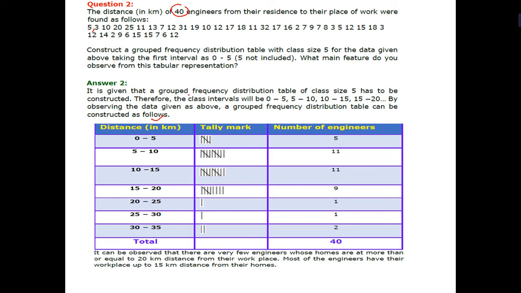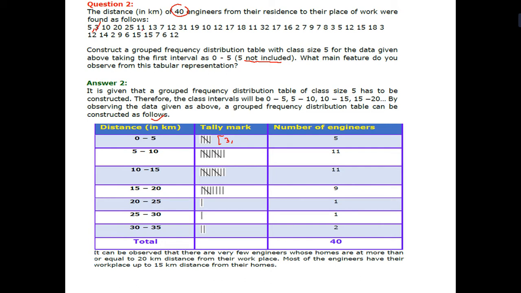Now it is given that a group frequency distribution table of class size 5 has to be constructed. So we have constructed it. Afterward, we write tally marks and number of engineers. Now we have to start from here. 5 is not included, always remember. So for 0 to 5, the count is 3. We can write it in brackets also.